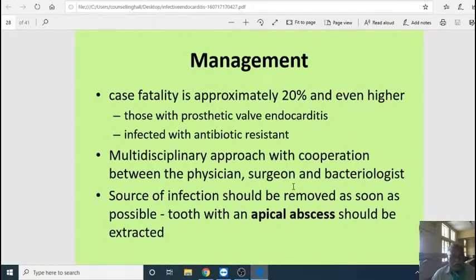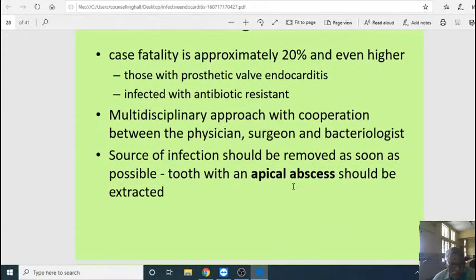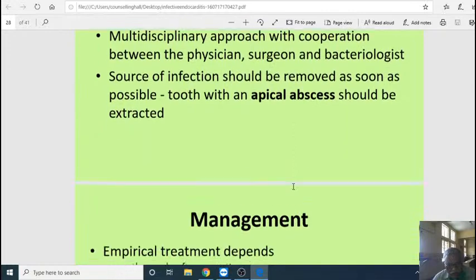In management, the case fatality is approximately 20% and even higher in those with prosthetic valve endocarditis infected with antibiotic-resistant organisms. A multidisciplinary approach with cooperation between the physician, surgeon, and bacteriologist is needed, and the source of infection should be removed as soon as possible. A tooth with an apical abscess should be extracted carefully under the coverage of antibiotics.